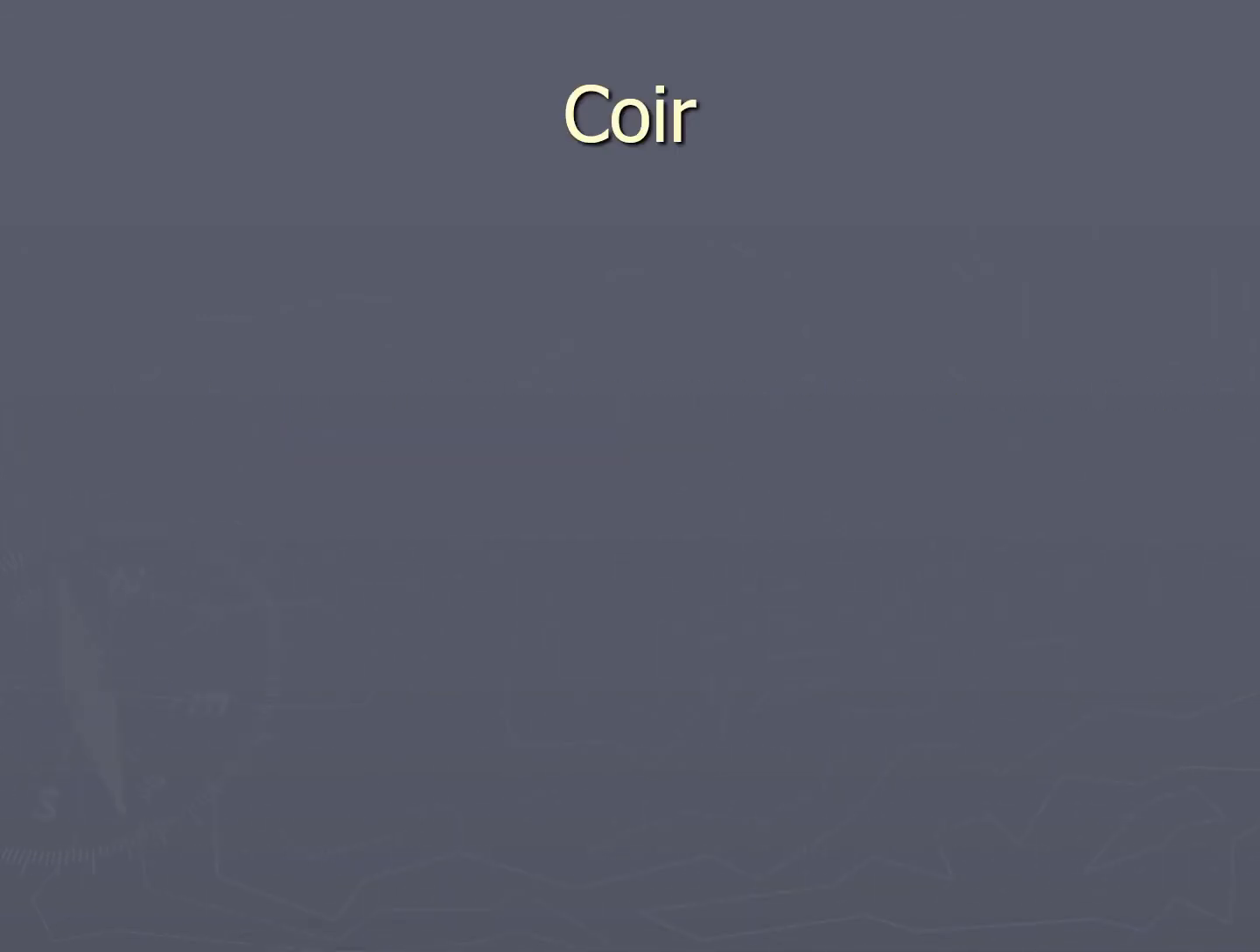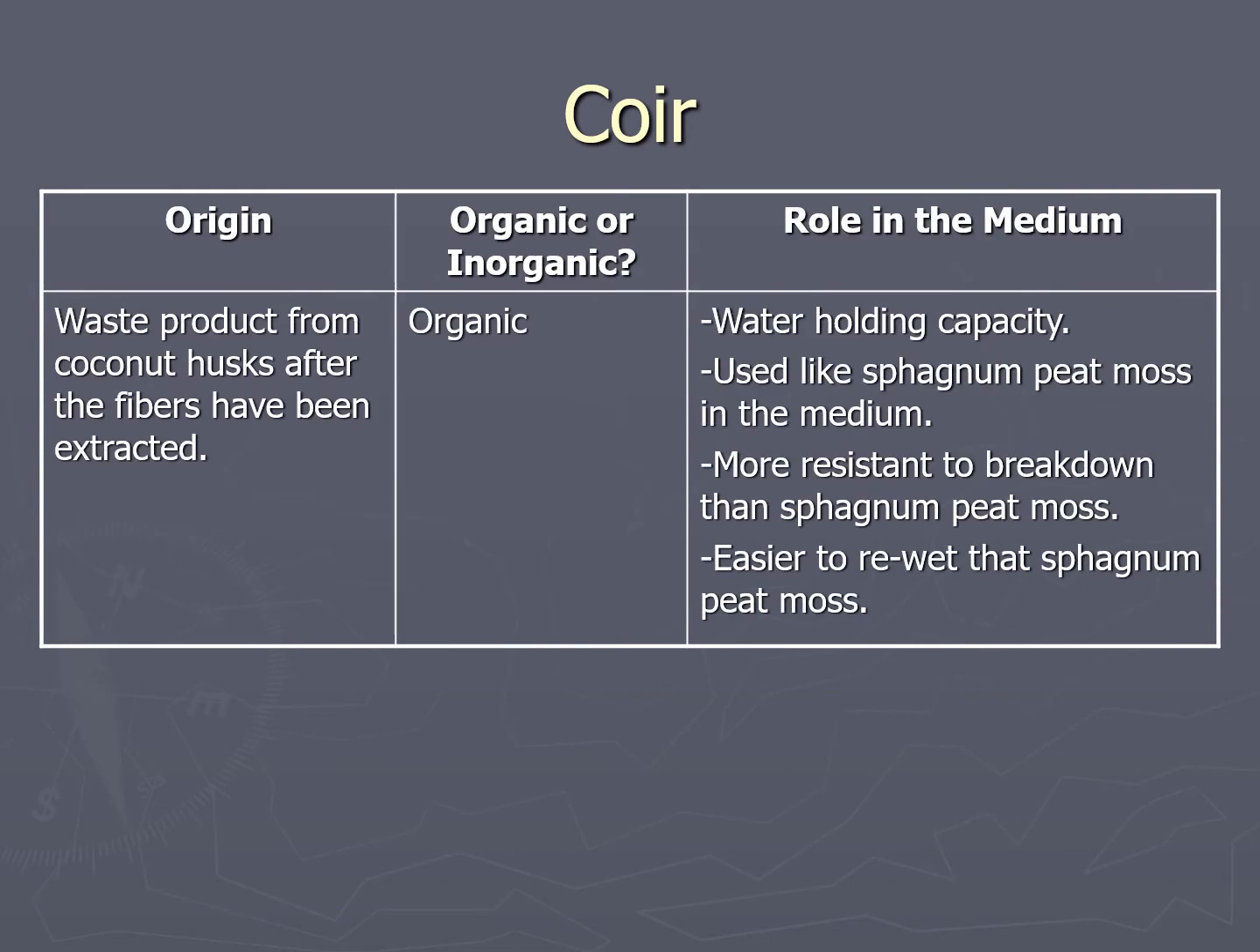All right, the next organic media component that we want to discuss is something called coir. Even though it's spelled C-O-I-R, it's pronounced coir, and it comes from coconut husks. It is organic, and its role in the medium is water holding capacity. So it's used in a similar fashion to sphagnum peat moss in medium. It is more resistant to breakdown than sphagnum peat moss, and it is easier to re-wet than sphagnum peat moss.